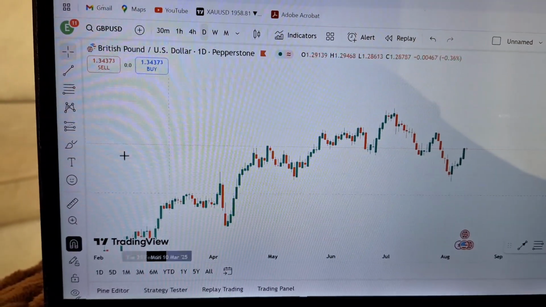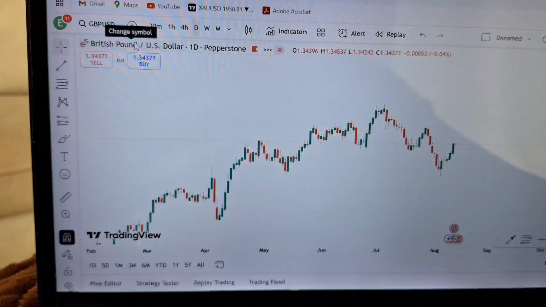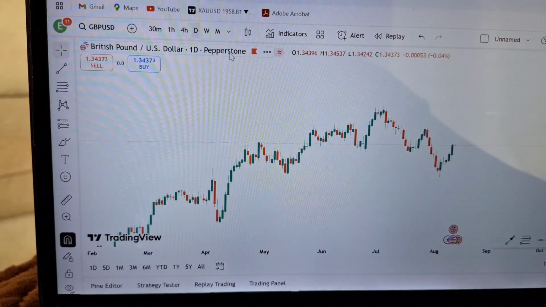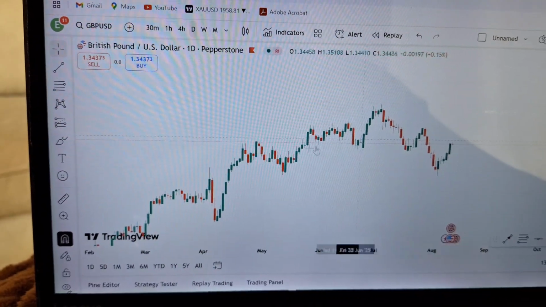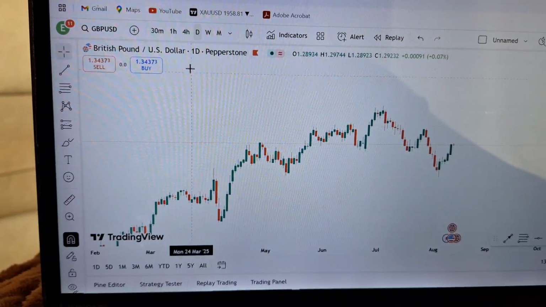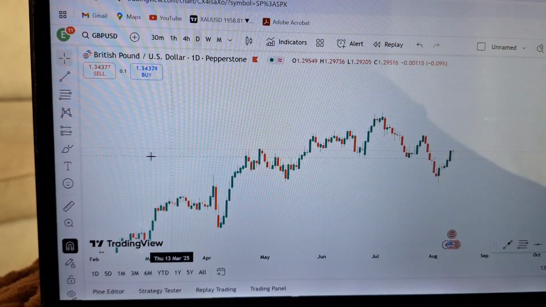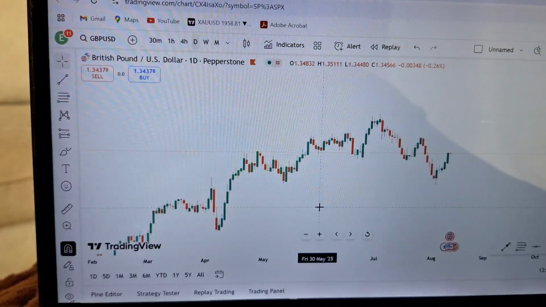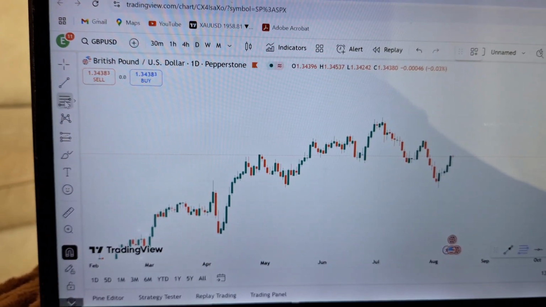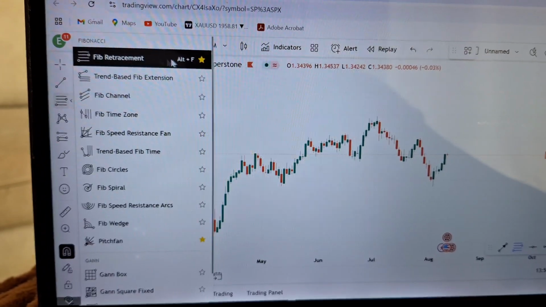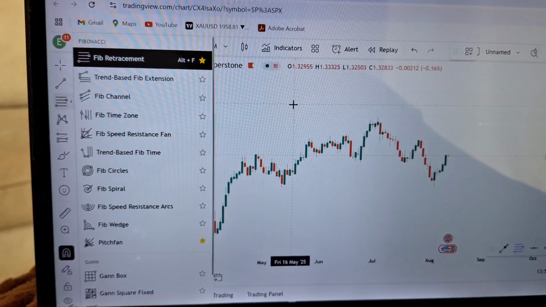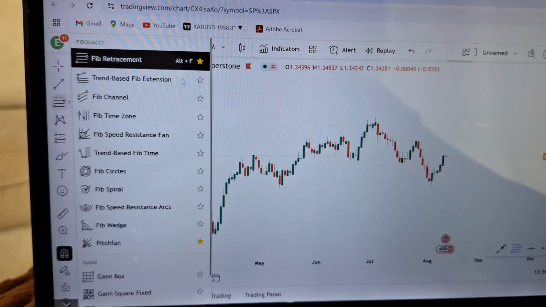Today we are going to analyze the British pound to the US dollar using Pepperstone, and this is the chart right here, and we are on the daily chart. What we're going to do is learn how to use the Fibonacci retracement and how to analyze using the Fibonacci retracement.